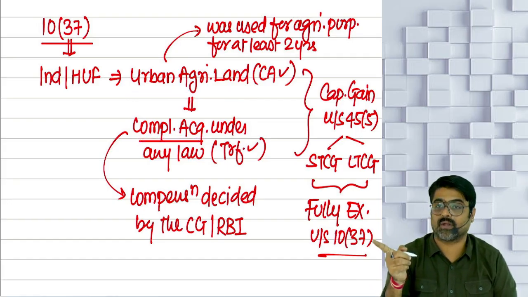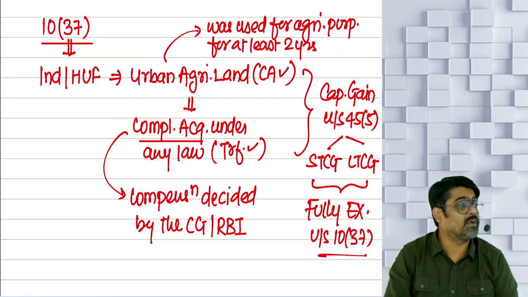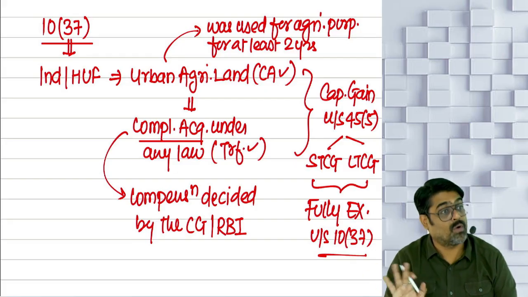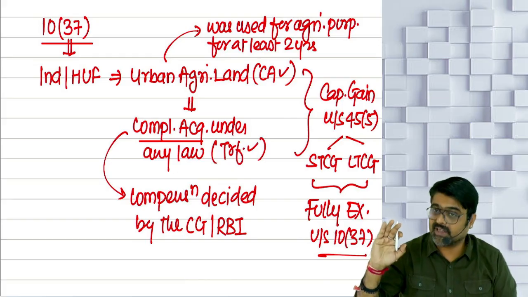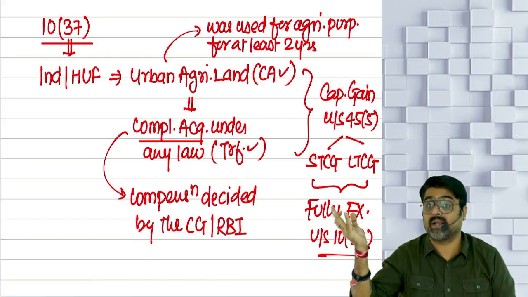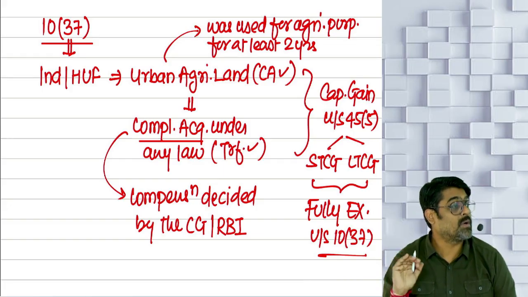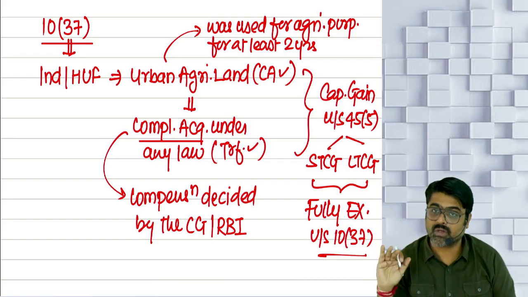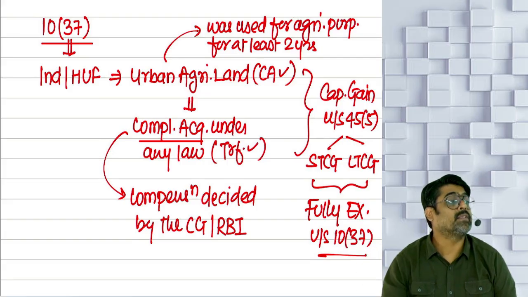Any capital asset? No. Specific capital asset. Which capital asset? Only urban agricultural land. Any type of transfer? No. Only compulsory acquisition. And on this compulsory acquisition, you should have calculated capital gain under section 45(5). That capital gain should have been short term or long term. Don't calculate that capital gain only. Because whatever capital gain you are going to calculate, whether short term or long term, will be fully exempt under section 10(37). Why?